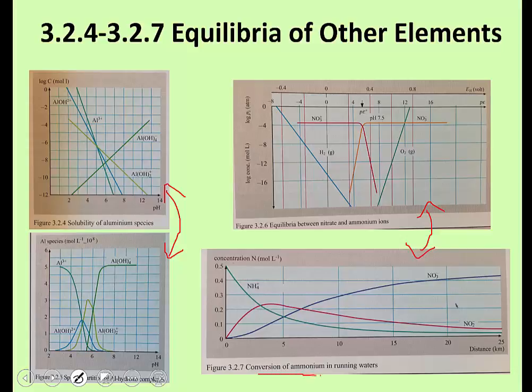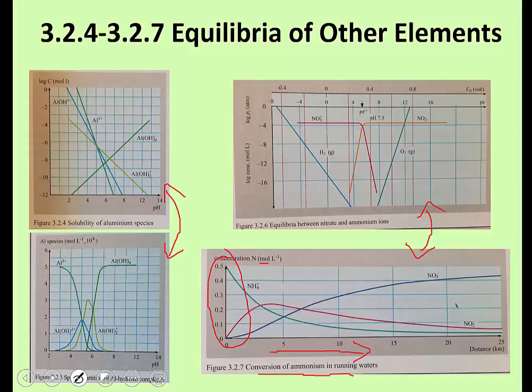He also looks down here at the conversion of ammonium into nitrate ion, actually, in running water. So when you look at this one, this is basically how the concentration of nitrogen in any given form changes over distance within a water system. This is the point of release down here of whatever material you're looking at. If you have fertilizers or industrial runoff, those are things that are going to introduce ammonium or nitrates, nitrites to the water.